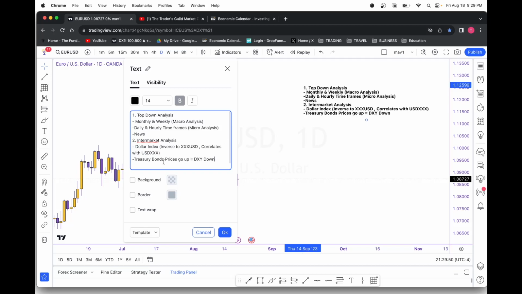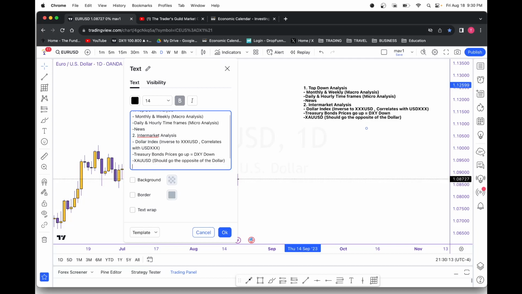And then I will look at commodities, and I look at one commodity for all. I look at gold, because gold should go the opposite of the dollar. So the way that all of this comes together is that, and then of course you have your currencies, which I talked about right here.